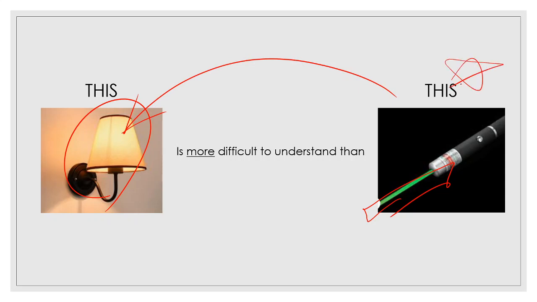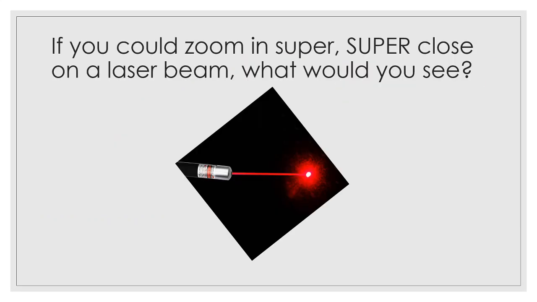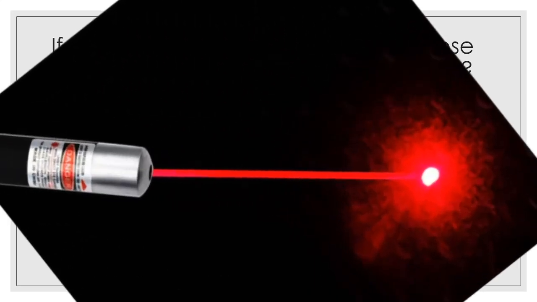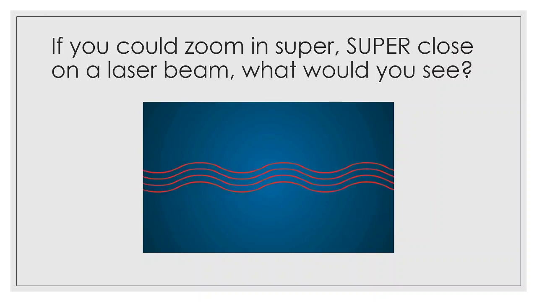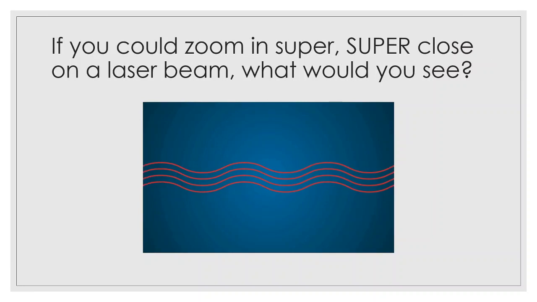We're starting here today. There we go. So, here's the question. If you could zoom in super close on a laser beam, what would you see? We're finally going to get a glimpse inside of the laser beam and figure out what it really is, what's going on. Well, let's zoom in. If we look in super duper close, what we would find is something like this.